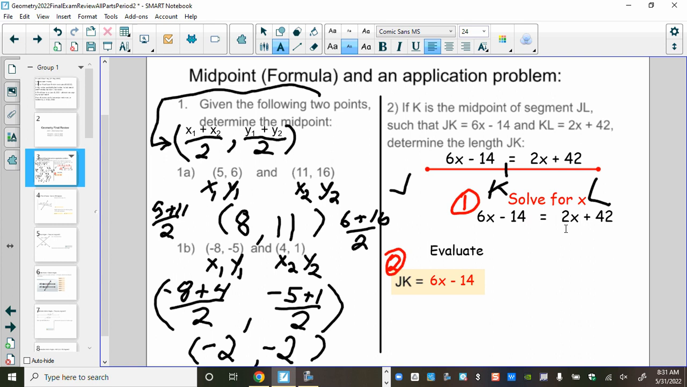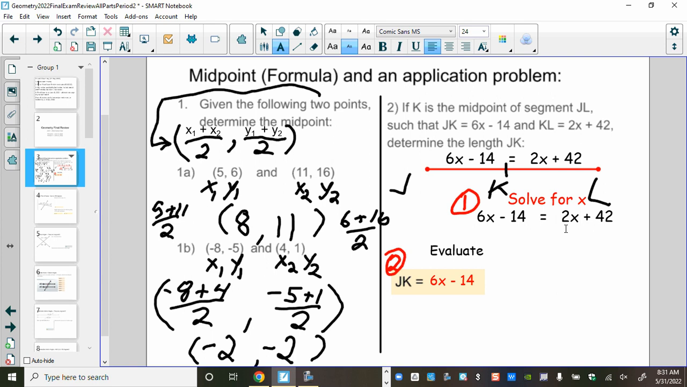What do you think? JK is 6x minus 14. So write 6x minus 14. Well, write it next to the JK. Now you're going to replace the x with the number 14. So next line. 6 parentheses. There you go. Now basically you can do that in the calculator. All right, Andrew, what do we do here?